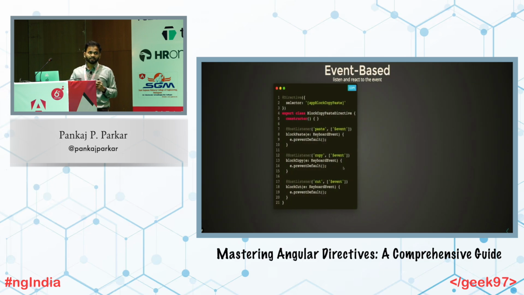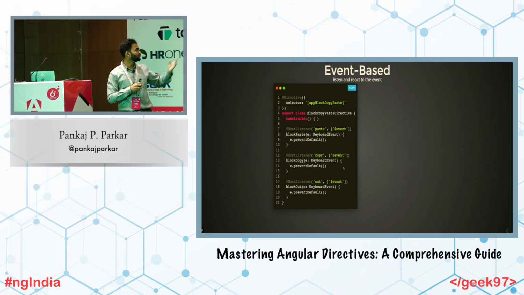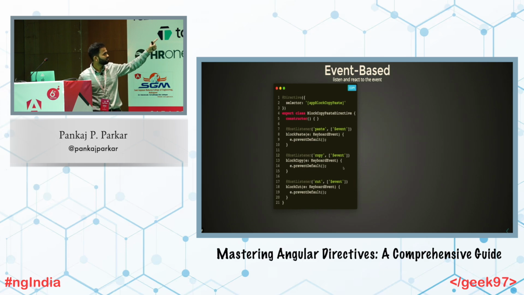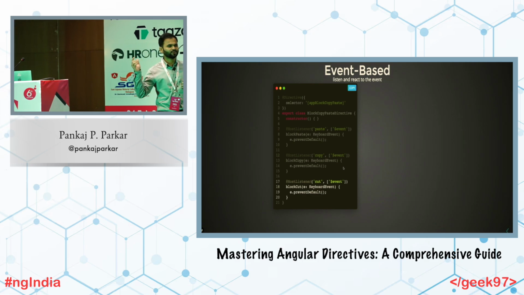Okay, the next type is event based directive. So what happens here is, in an event based directive, suppose I tell you that you have to create a directive on an input field, and it should restrict copy paste and whatnot. What will you do? A simple thing, right? You will put a HostListener on your element, which takes care of paste, copy and cut, and inside it, what it is doing is event.preventDefault, right? Very simple. What could be the other way to write this? Any guess? Any other property from the directive API you can use?